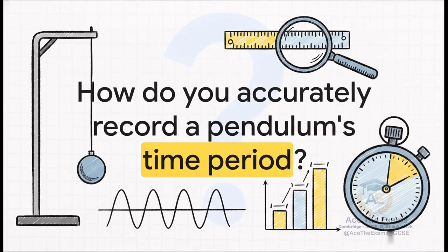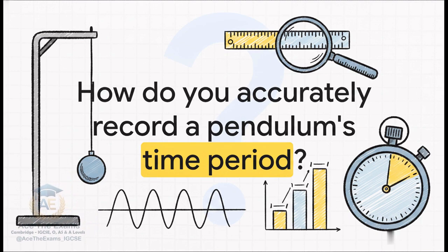I want you to pause and predict. If an exam question asks you how to properly record data for a pendulum's time period to ensure accuracy and reliability, what do you write? Think about the apparatus features. Think about the variables. Are you timing just one single swing? How are you handling the uncertainty of human reaction time?